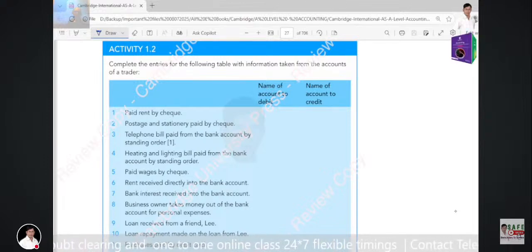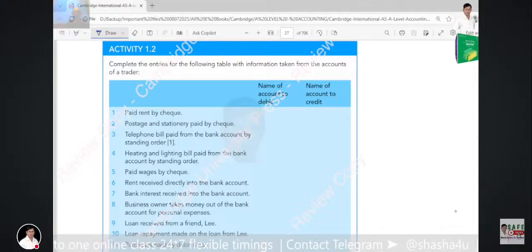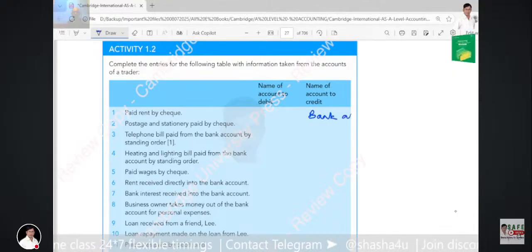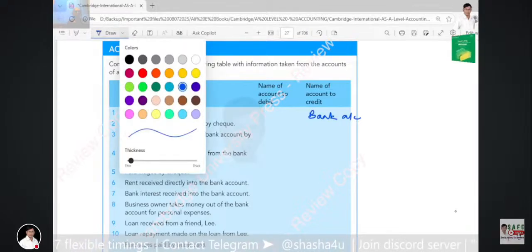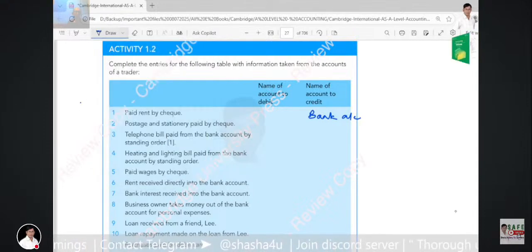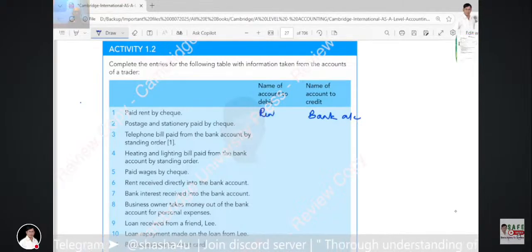Okay, paid rent by check. So what is happening? Money is going out. Money going out means credit what goes out. So credit what is given away. So it is bank. So money is given. So we have to write here bank account. Paid rent. So rent is an expense, right? Debit all expenses and losses. Rent account, debit.